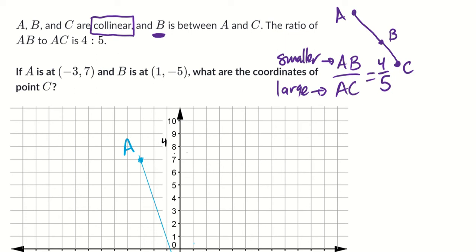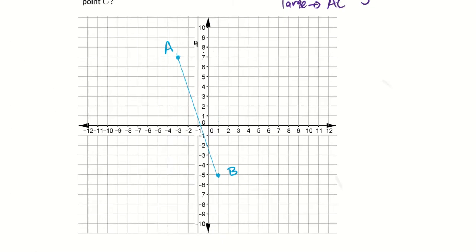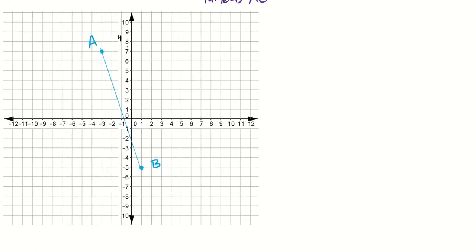Next. So it says if A is at the point negative 3, 7, and B is at the point 1, negative 5, what are the coordinates of C? So you can see on this diagram, I went ahead and sketched A at negative 3, 7, and I sketched B at 1, negative 5. And what we're trying to do is figure out somewhere down this diagram, if I keep sketching down, somewhere down here, we're going to hit point C. We don't know where that's at.